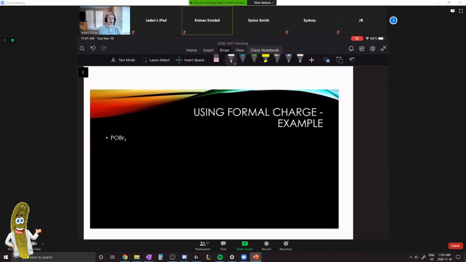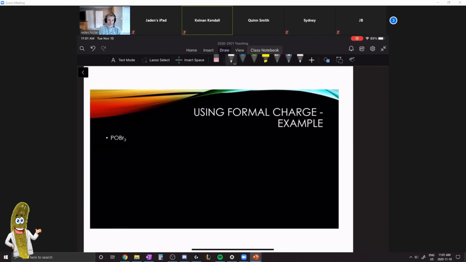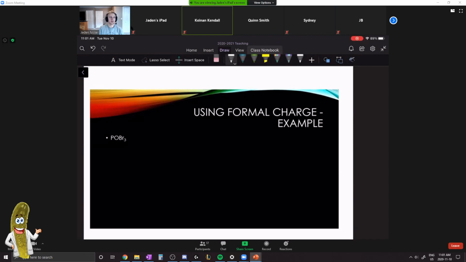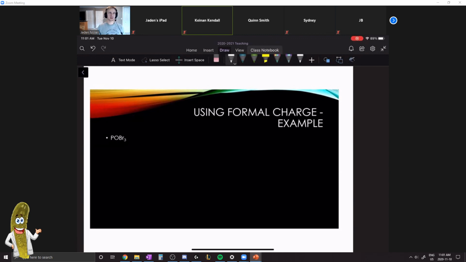So we're going to do POBr3. As far as this one would go, it's probably going to be the oxygen or the phosphorus in the middle. In this case, I know that it will be the phosphorus.